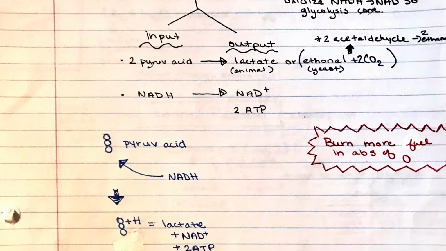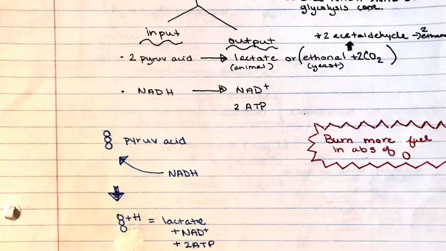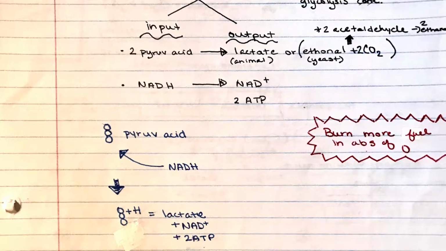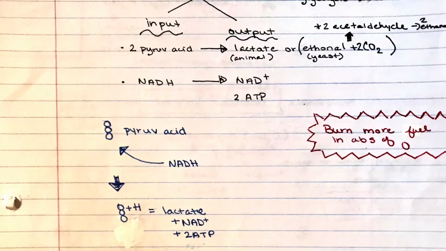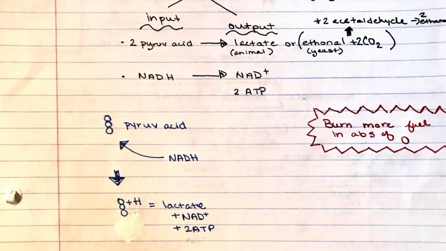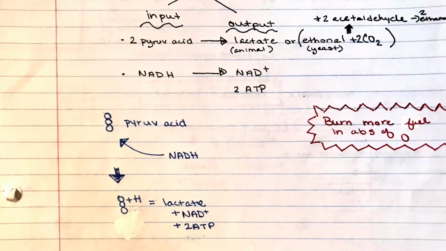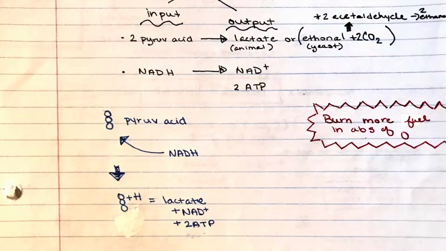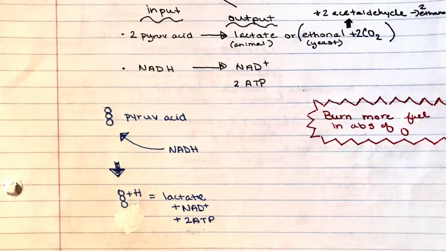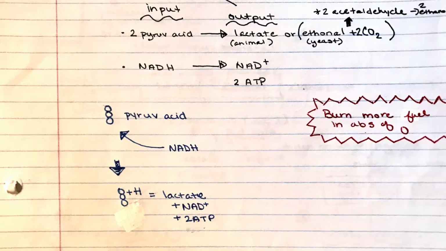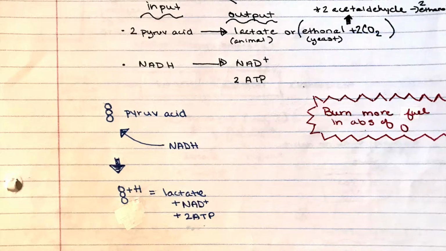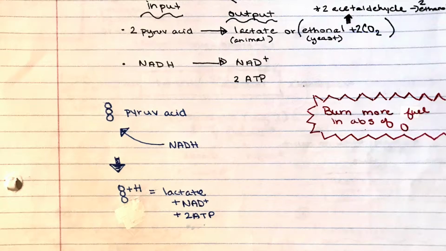What happens is the pyruvic acid goes in, NADH gets added to it, and so then it becomes this 3-carbon molecule with a hydrogen, and that'll either become lactate or it can become the acetaldehyde, and a carbon will come off to form carbon dioxide, and this will form the ethanol.